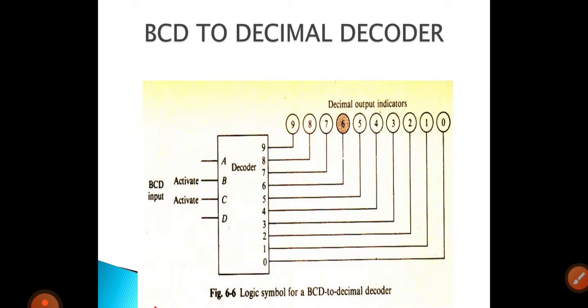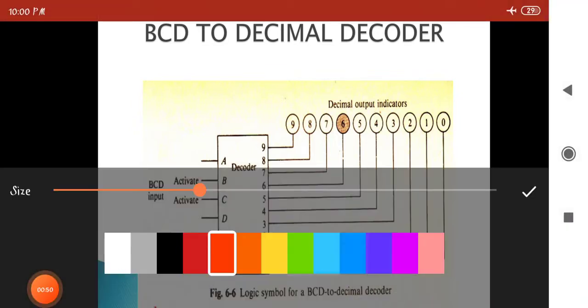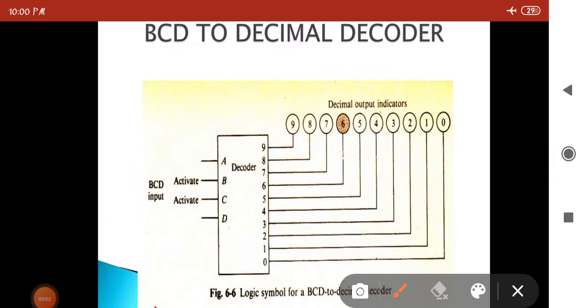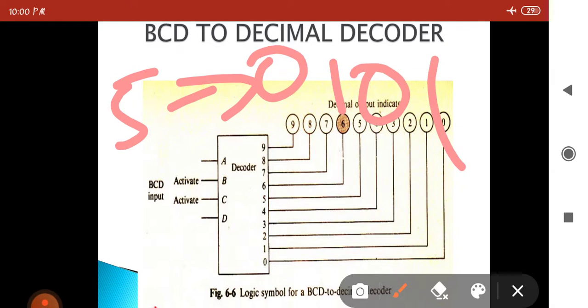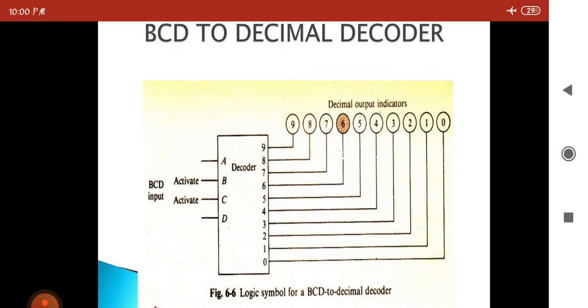For example, I am going to write 5 as 0, 1, 0, 1. Can we write it like that? It is a BCD code. Here, in this circuit diagram, is the logic symbol of the BCD to decimal decoder.